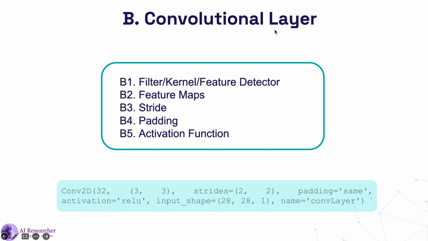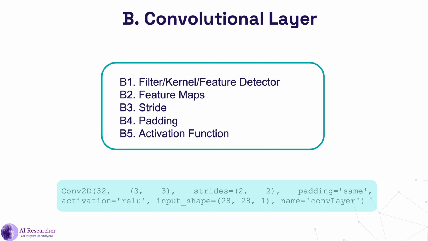To implement convolutional layer in convolutional neural network, we are going to use Conv2D, 32 filters, and the filter size is 3 by 3, stride size is 2 by 2, padding is zero padding, activation function is ReLU, input shape is 28 by 28, and you can give any name to the convolutional layers.